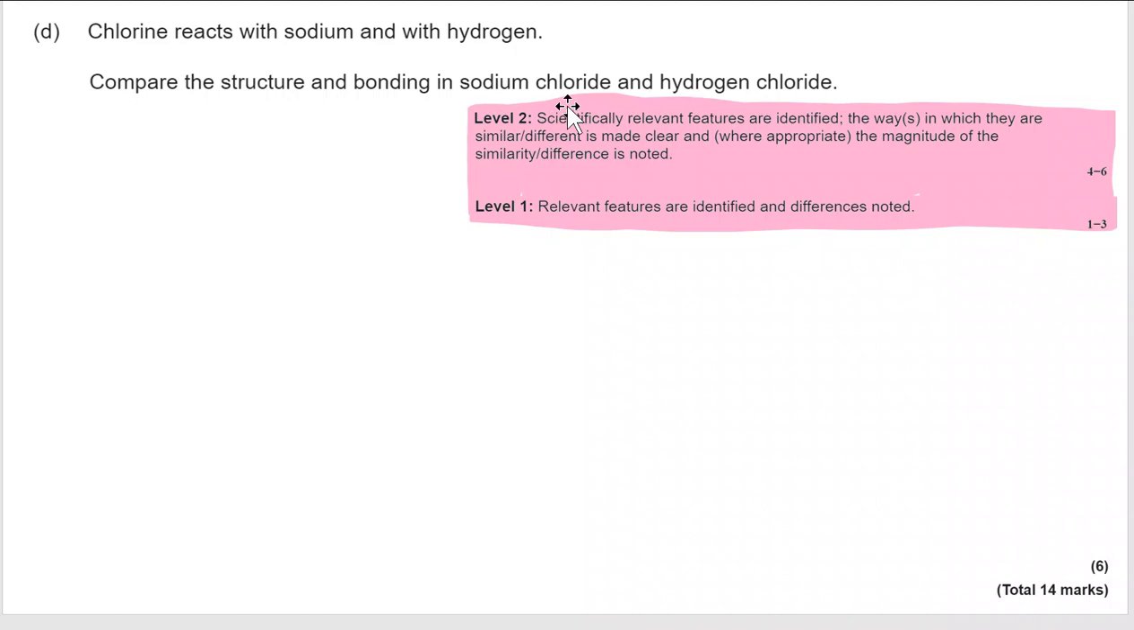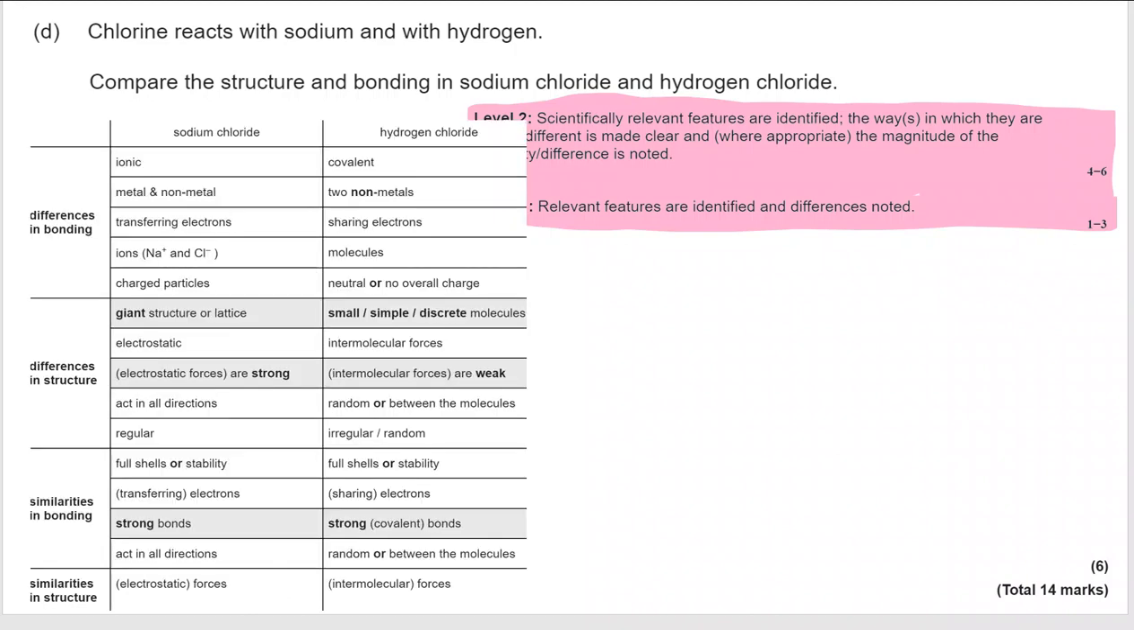Sodium chloride is a metal and a non-metal, so it's ionic. Hydrogen chloride is hydrogen and chlorine. It's molecular or simple covalent. There's all of this information. I've already spoken about ionic and covalent, metal and non-metal, and 2 non-metals. We can go further. Ionic bonding, we transfer electrons. Covalent bonding, we share electrons.